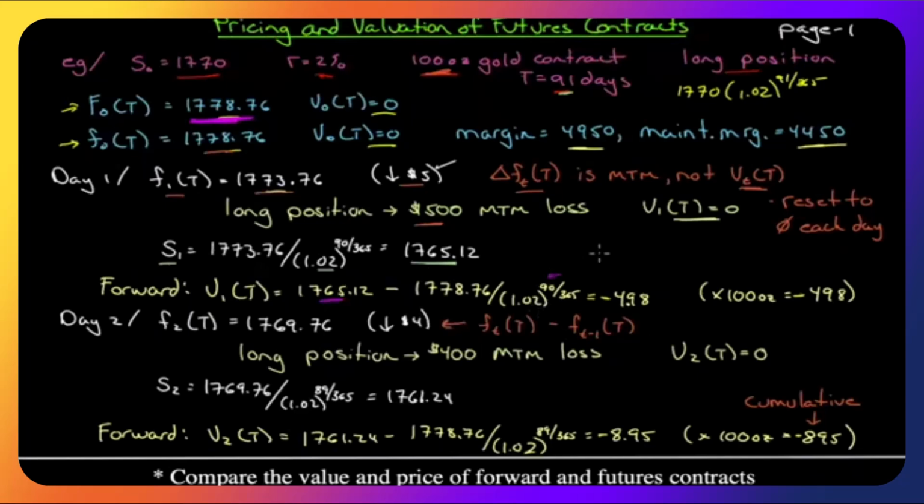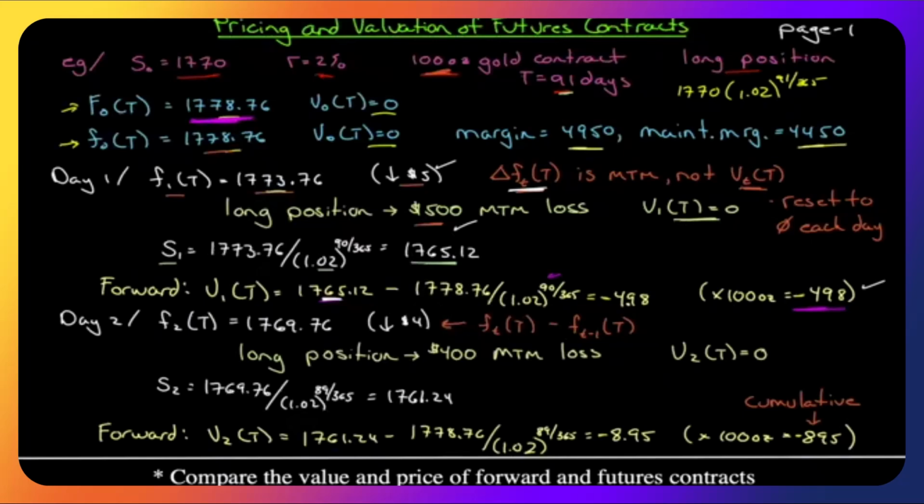Discount at 1.02 for 90 out of 365 days, and we have a loss of $4.98 per ounce of gold, but the contract is for 100 ounces of gold. Notice the difference here. The forward contract is down $498. But the futures contract has a $500 mark-to-market loss because the futures contract is marked to market based on the change in the futures price. The value from day to day of the forward contract is the cumulative difference in whatever the spot price is, subtracting the present value of the forward price.